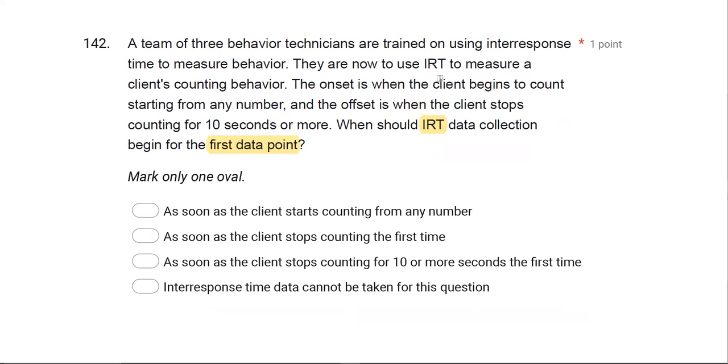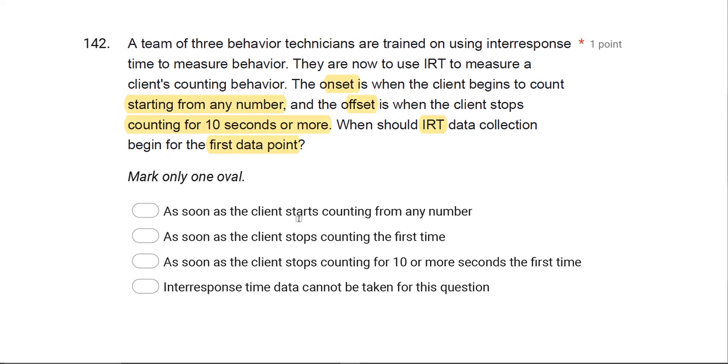So what do we know about the responses? Well, we know the onset, the beginning, is when the client begins to count starting from any number. The offset, the end, is when the client stops counting for 10 seconds or more. So if we're going to take IRT data, we need to start when the client stops counting for 10 seconds or more, or at the offset.